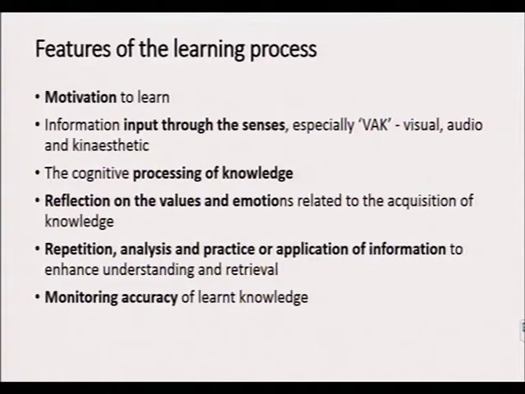Still part of Unit 1 is features of the learning process. Now, first of all, one needs the motivation to learn. Information input is taken up through our different senses and the cognitive processing of knowledge. Then it also entails reflection on the values and emotions that are related to the acquisition of knowledge. We learn by repetition, analysis, and practice, or the application of information. And last of all, also part of the learning process is the fact that we monitor the accuracy of our learned knowledge.